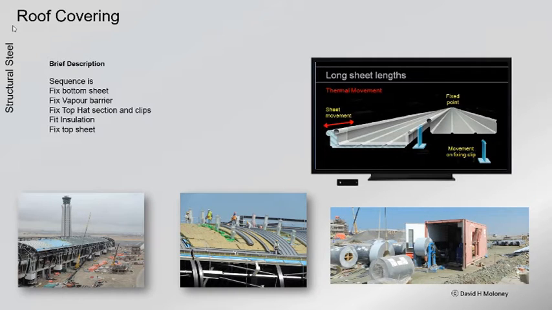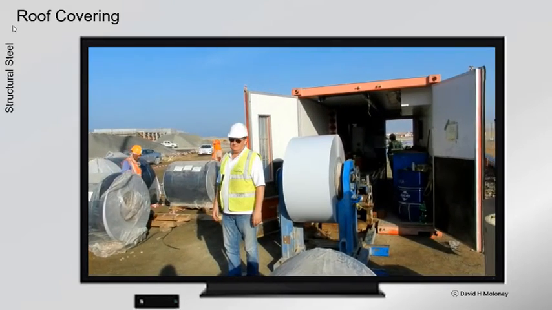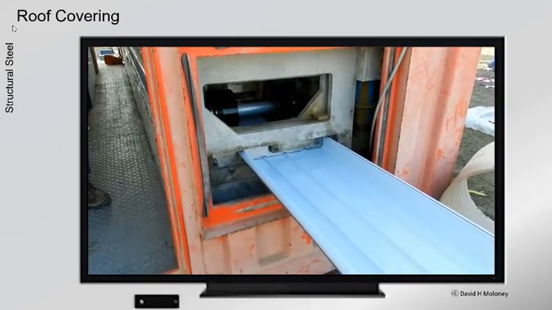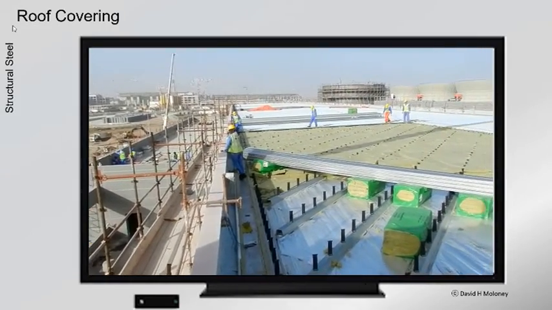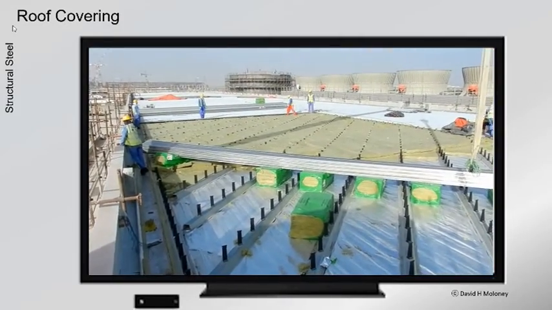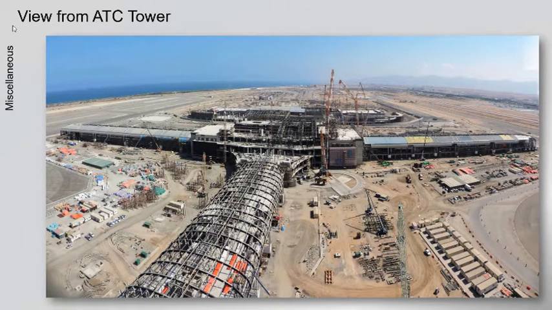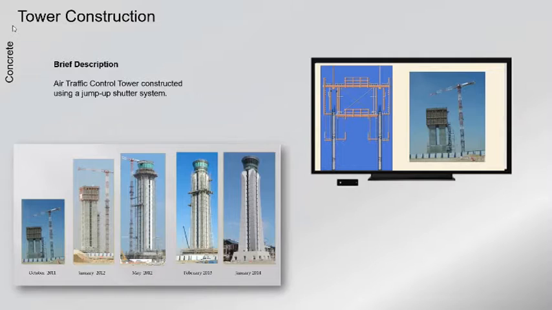Roof covering. The top sheet is rolled into shape on site and cut to length. The top sheet has a standing seam. View from air traffic control tower, down onto the terminal building under construction. Air traffic control tower. Constructed using a jump-up shutters system.